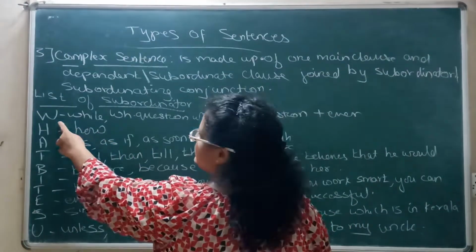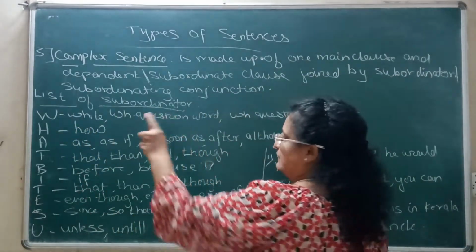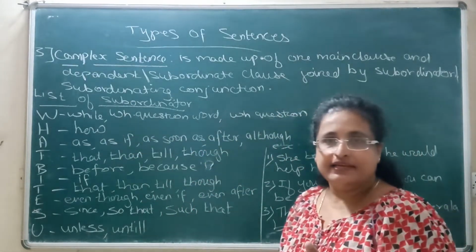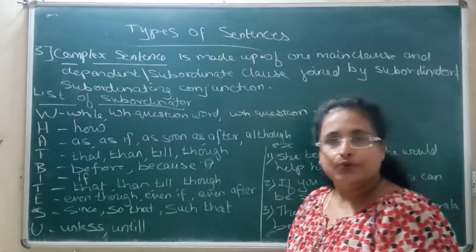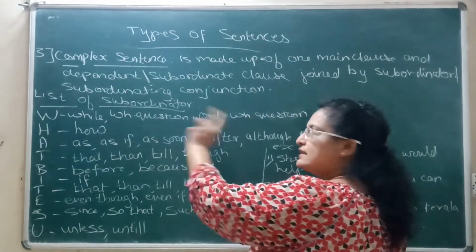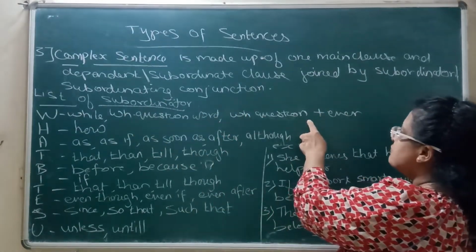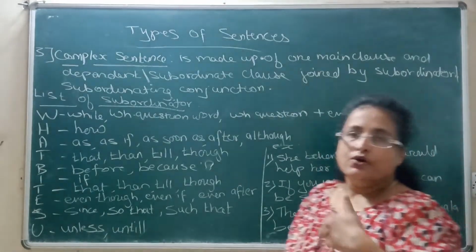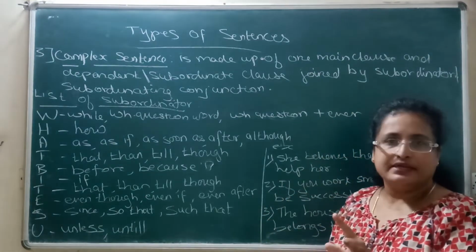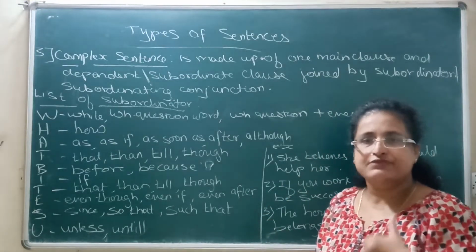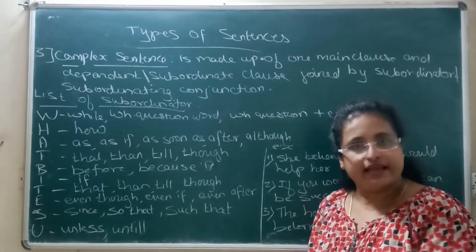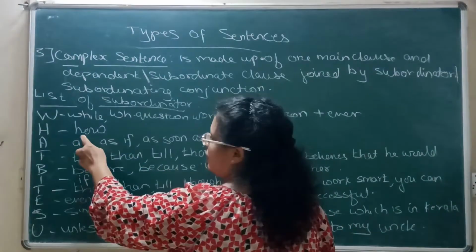Now W stands for while, one of the subordinators. Then all the WH question words, that is, what are the WH question words? When, which, where, who, whom, whose. These are all WH question words, so all of these are subordinators. And then WH question words ending with the ever form, that is whatever, whichever, whenever, whomsoever, all these are subordinators. Easy. So W stands for while, and remember all WH question words and WH question words ending with the ever form. H stands for how, H-O-W.